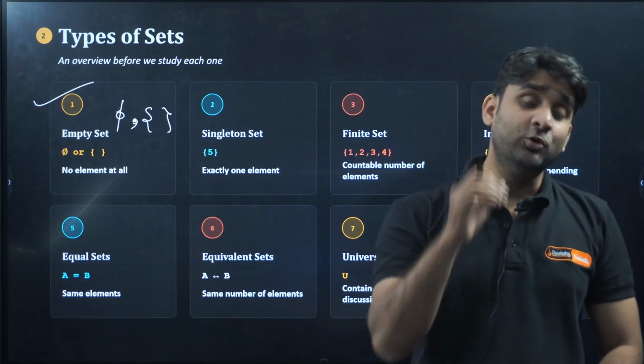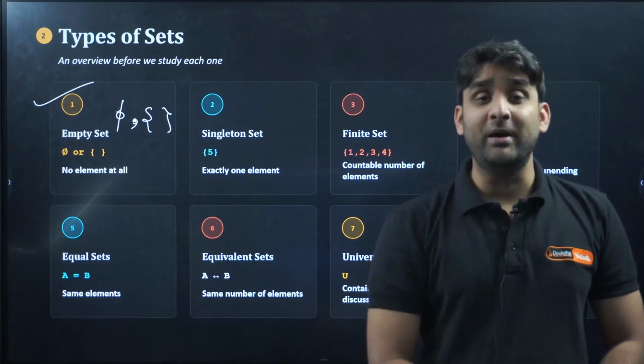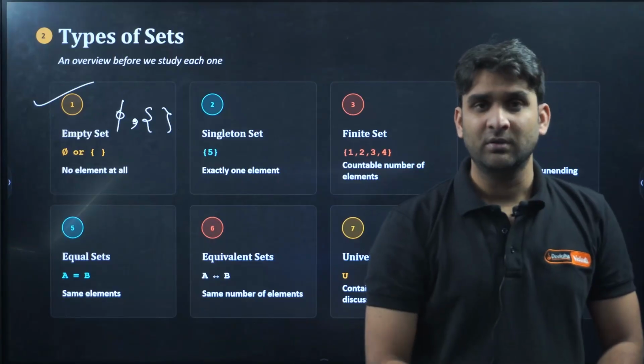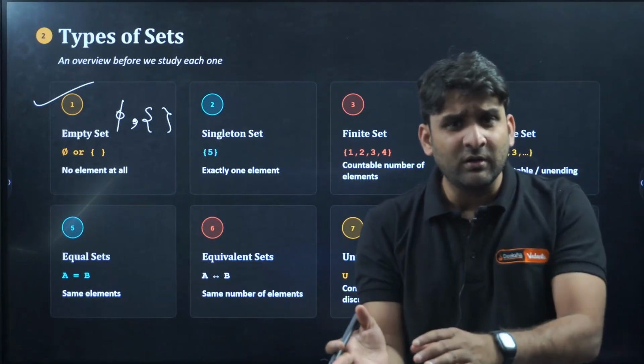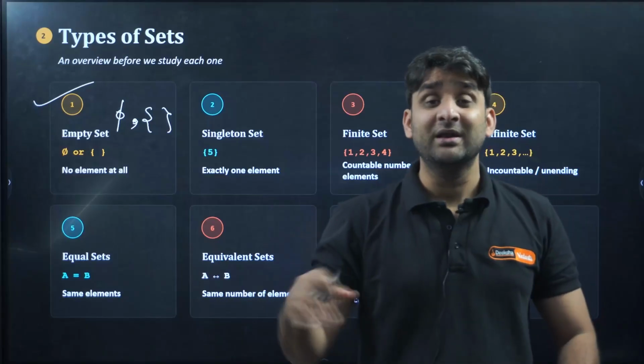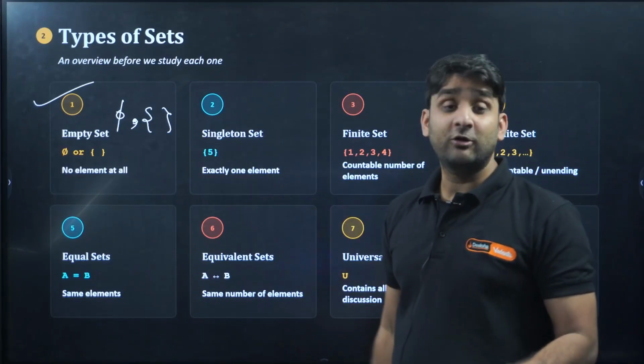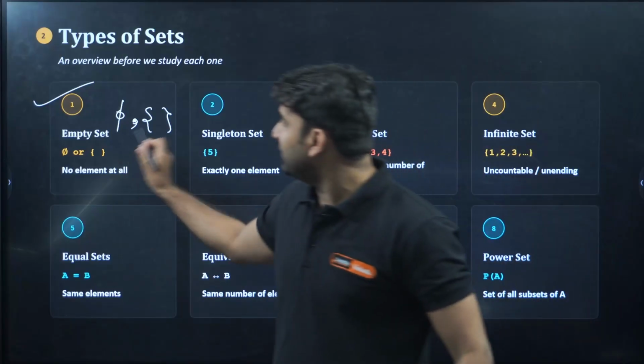But if I ask you to write a negative number greater than 4, 4 is positive, so there is no possibility to write a number that is negative and greater than 4. No possibility. So such sets are called empty sets. The empty set is represented by phi.